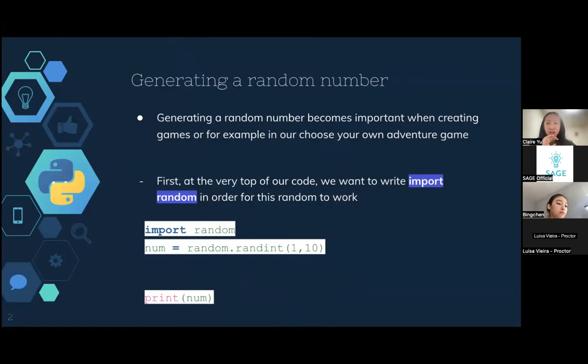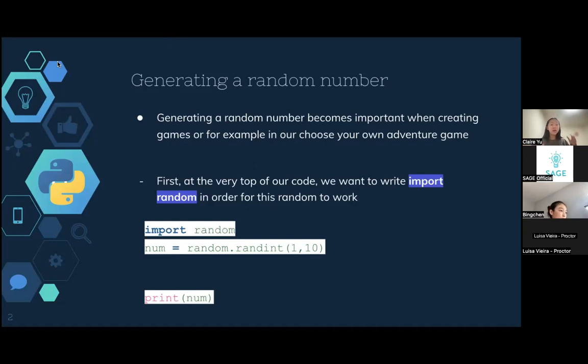Generating a random number becomes important when you want to create games or have a random number that the computer generates for the user. One way to implement this is in your Choose Your Own Adventure game, where you could have the computer generate a random number, and this number correlates to one choice, right? So how do we generate a random number?